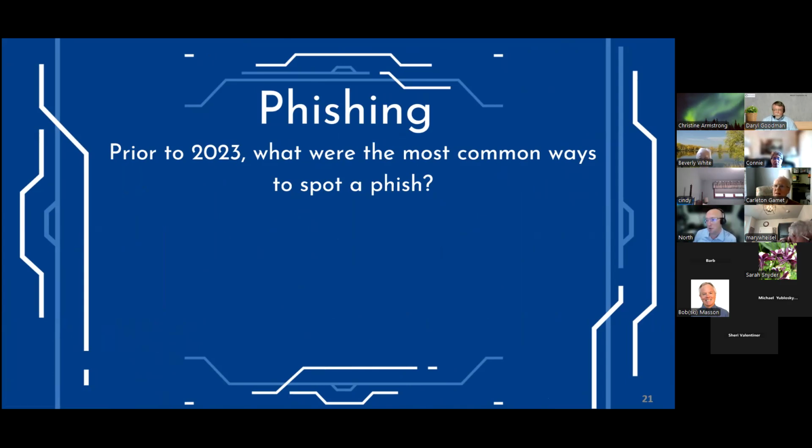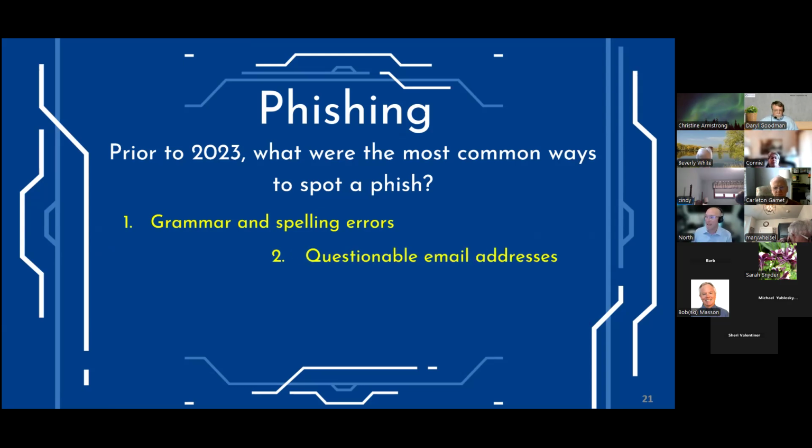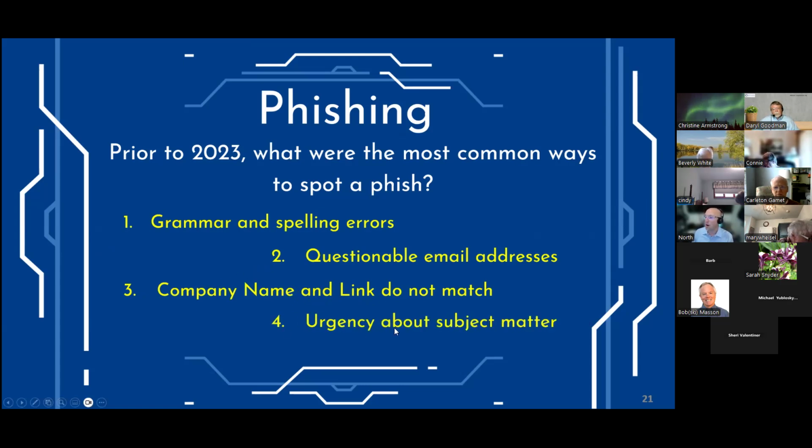Strange URL. That's one. Anybody else? Poor spelling and grammar. There we go. Yeah, grammar and spelling is the number one. Questionable email addresses, company name and link do not match. That's the questionable URL. And usually urgency about subject matter.